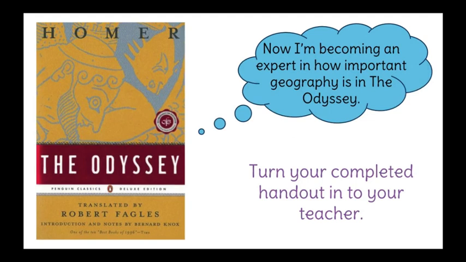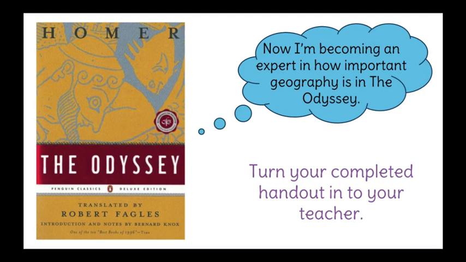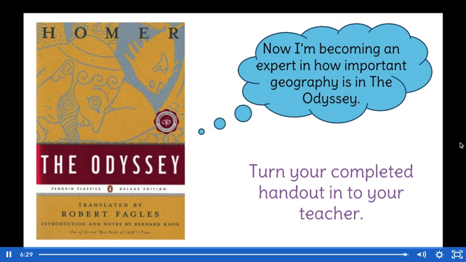Knowing about the geography of Odysseus' possible journey and the patterns of how problems are presented and then solved is important to understanding the sequence of events in the text you are about to read. Use this knowledge when you engage in the guidebook unit, the Odyssey. When you finish this video, be sure to turn in your completed handout to your teacher.